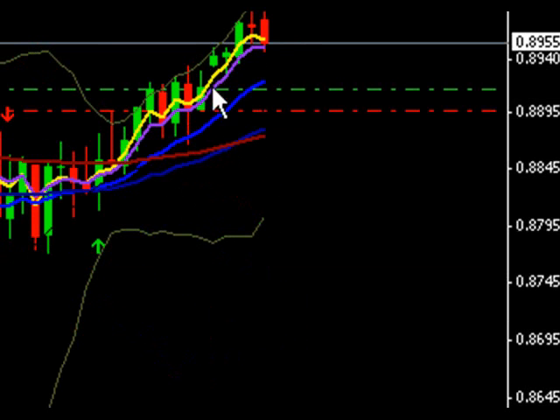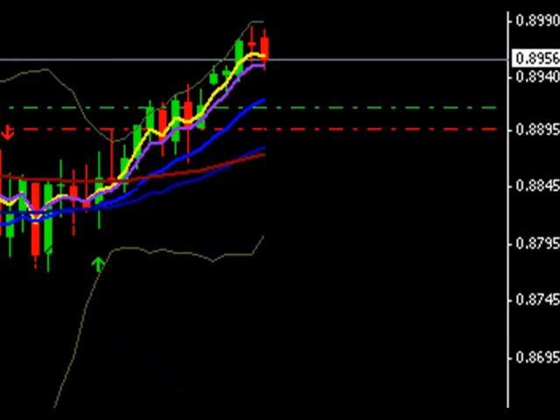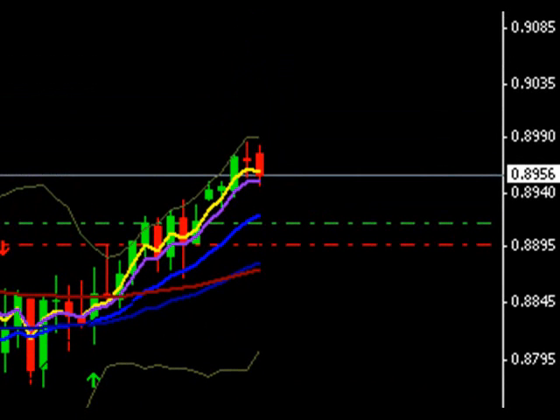Here's a New Zealand Swiss franc. I got in at about the same time. Here, I didn't even move my stop loss yet because I couldn't identify any good trades. I mean, any good support resistance zones.